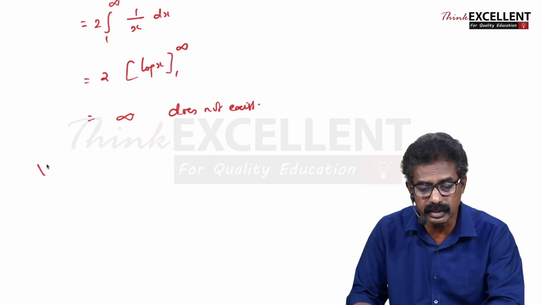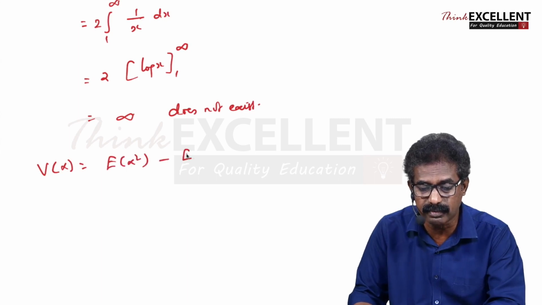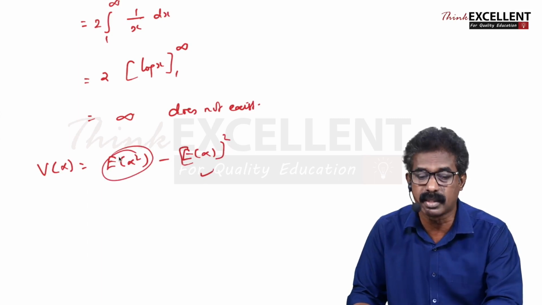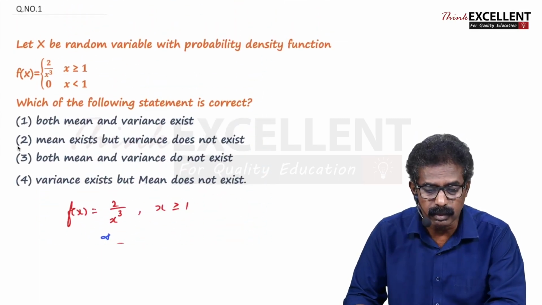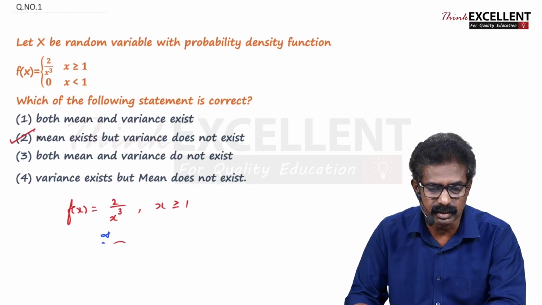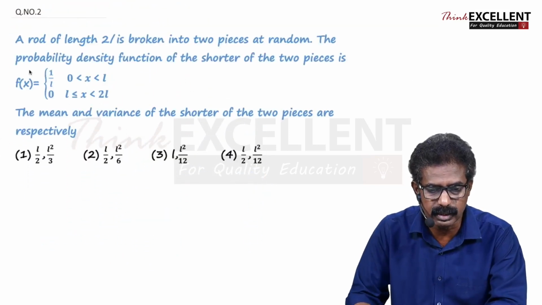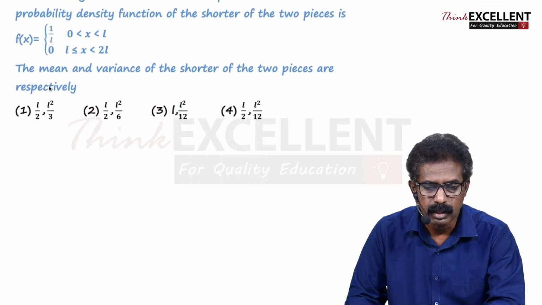So variance of x, what's the formula for variance of x? E of x square minus E of x the whole square. E of x is there, but E of x square does not exist. So variance does not exist. So mean exists, but variance does not exist. Okay, so that's your answer. Now let's move on to the second question.